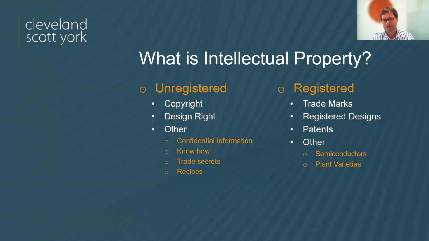And then the other side of the equation are these registered rights. Again, people have often heard of things like trademarks and registered designs and patents. These are all rights that you have to formally apply to, usually a government body like a patent office, to get those protected. You go through a process of assessment of some kind, and at the end of it, you're given a certificate that says you have a patent, a trademark, or a registered design, which you can then use to enforce your rights against other people.